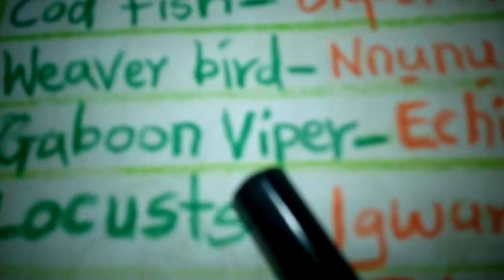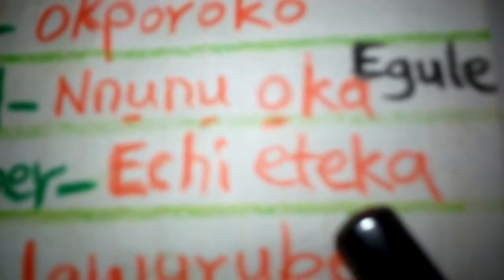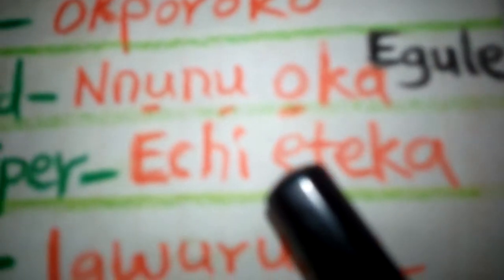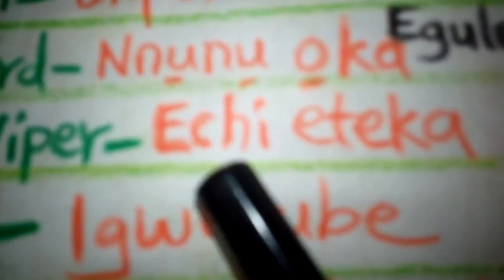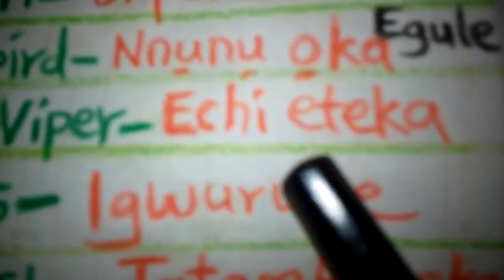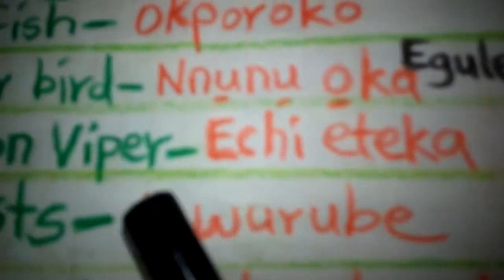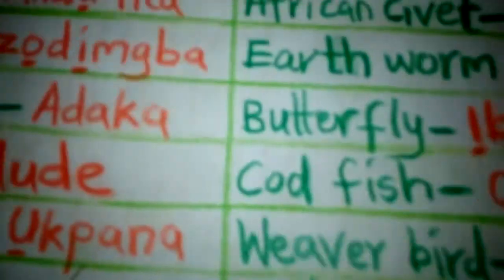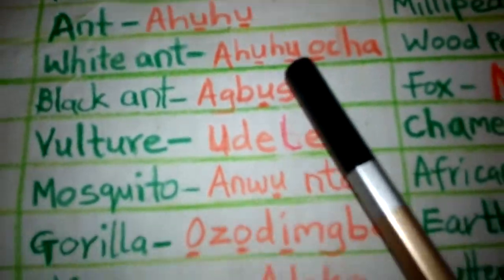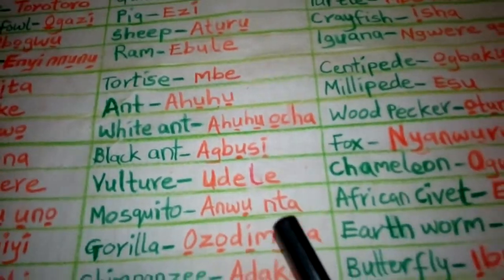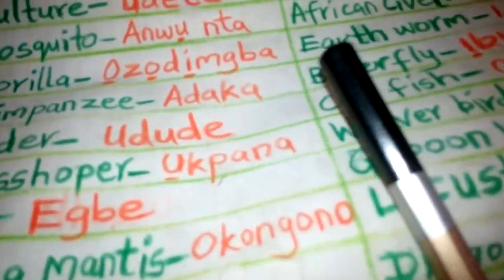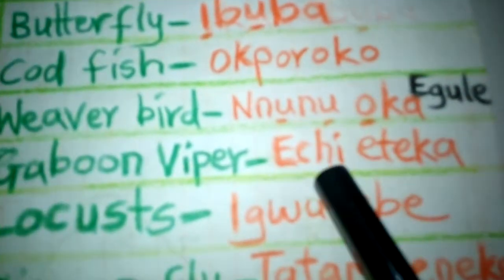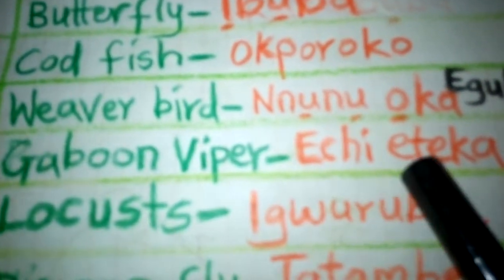Gabon viper is a type of snake. Echi eteka, we call it echi eteka. Echi eteka in English is tomorrow is too far. So when it bites you, you cannot live up to one day again. That is why we call it echi eteka.